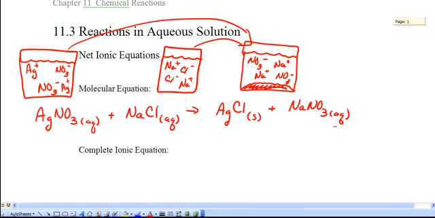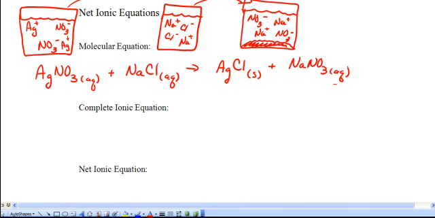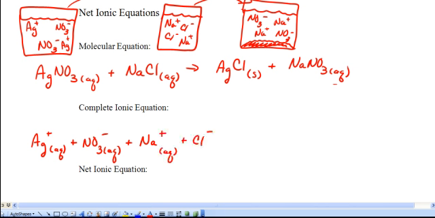Let's go ahead and scroll down just a little bit. In a complete ionic equation, instead of writing AgNO3, you're going to write it as silver ions, dissolved in water, and nitrate ions, dissolved in water, AQ. Because that's really how they exist in that beaker. When you add that to the sodium chloride solution, you actually have sodium ions and chloride ions. You do not have sodium chloride.